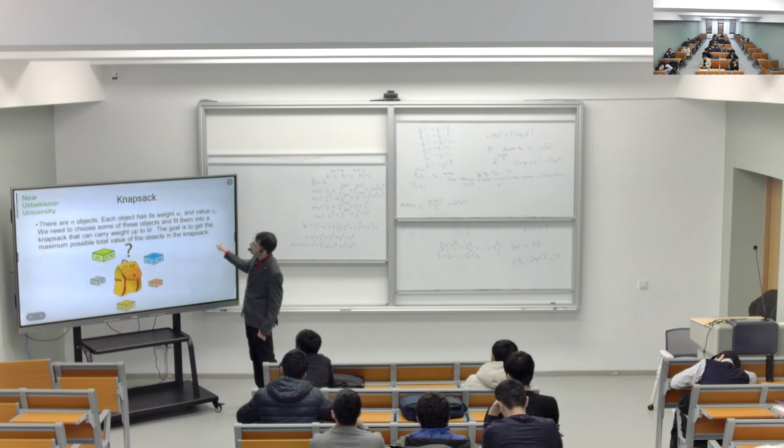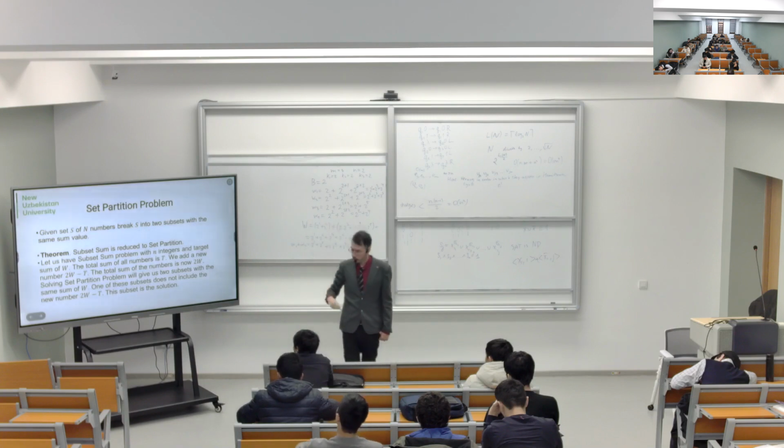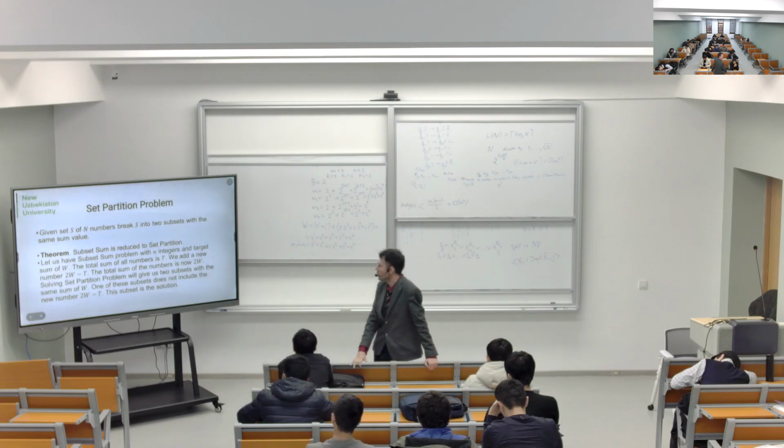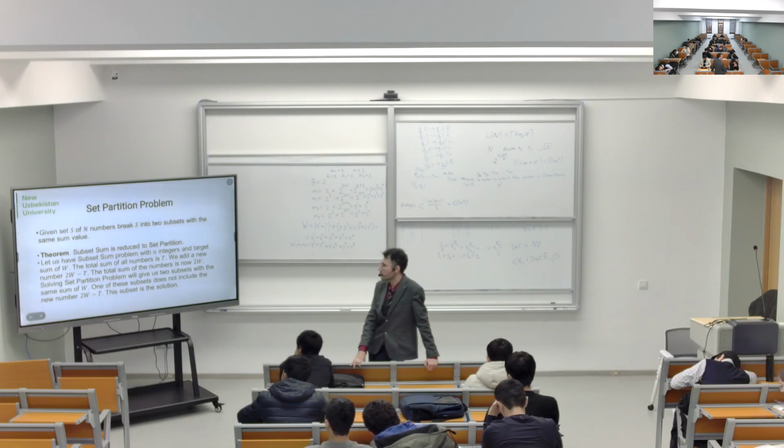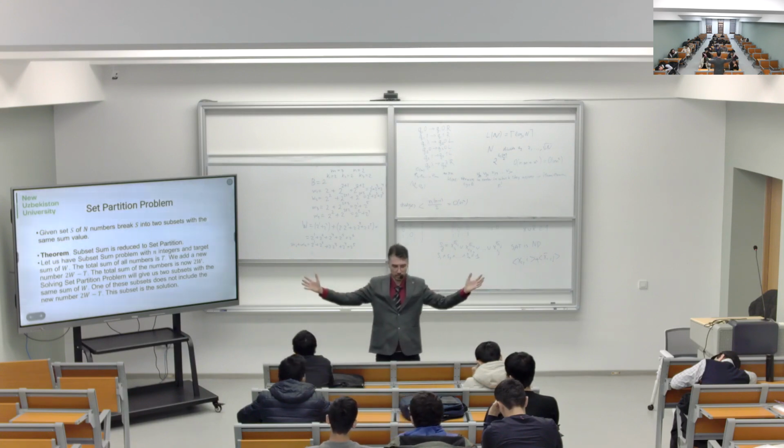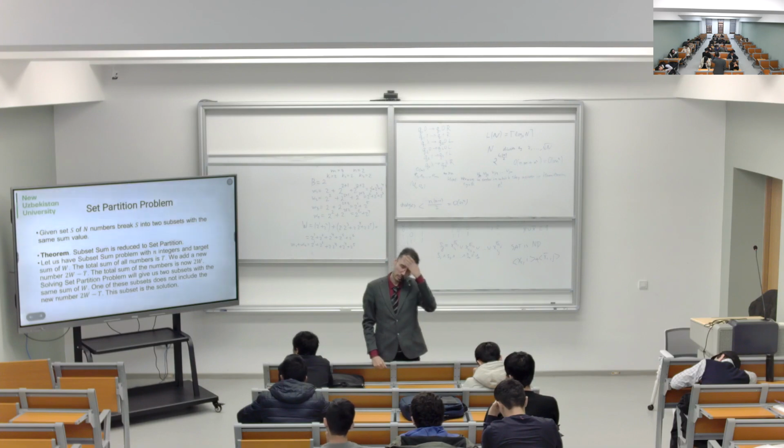So this one, again, the last one. Set partition problem. Given a set S of n numbers, break S into two subsets with the same sum value. So you are given some numbers, and you want to divide them into two sets, such that if you put them on scales, they will have equal weight. Which is a very easy problem to translate to the previous problem. So subset sum is very easily translated to this problem.